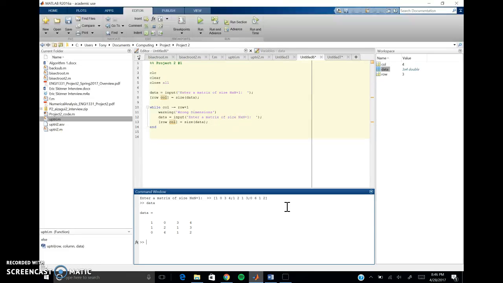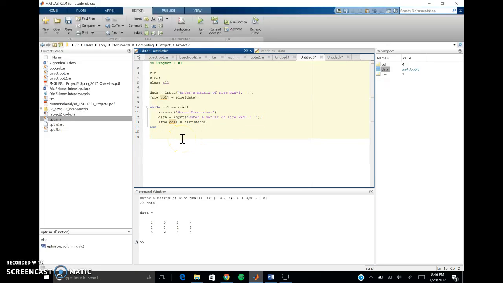Wow, it is not working. Oh, well, it seems as though I forgot to call my function. Oops. So here I call upon my function. We want our upper. That's for our upper triangular form. We send our function to upper triangular. We import our data. And let's actually see what that gives us.